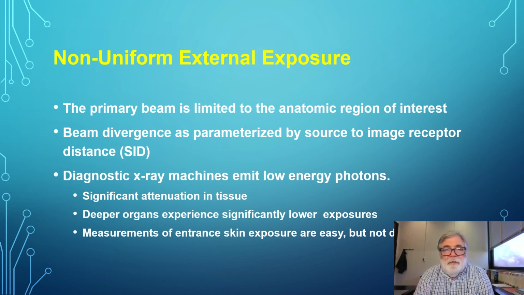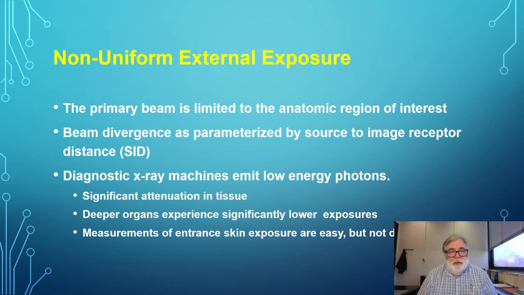And the other thing is that diagnostic X-ray machines emit low energy photons. We're not talking about MeV beams. These are keV range, maybe up to 100, 120 keV as the maximum energy. And so these photons are readily attenuated by tissue. As you go deeper into the body of the person being imaged, you're going to have a lower dose. So the exposures are non-uniform because of attenuation within the person.